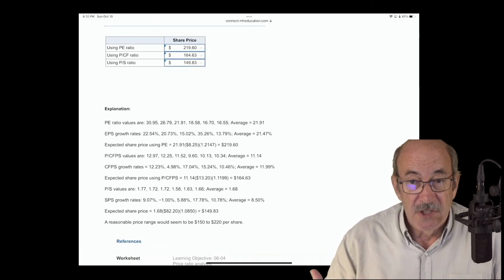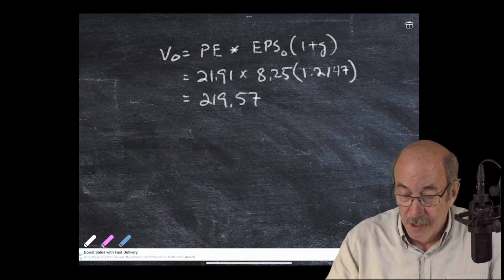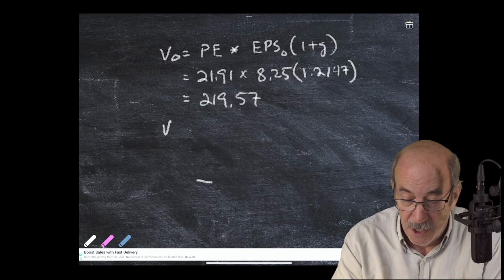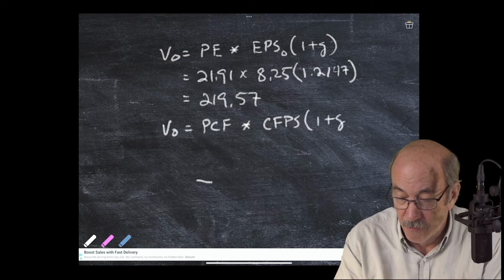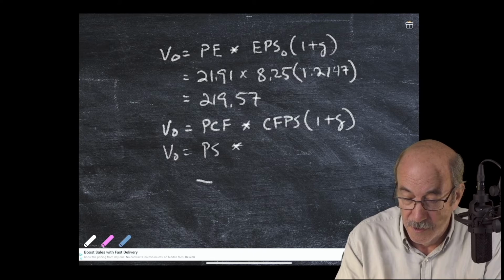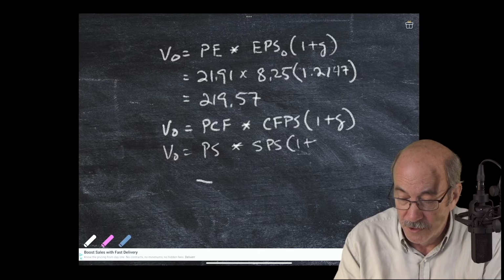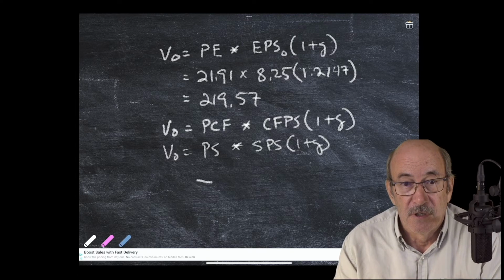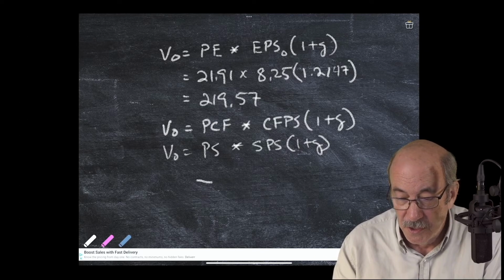Now, I would do the same exact thing if it was price to cash flow or if it were price to sales. And so here we've got price to cash flow times cash flow per share times 1 plus the growth rate of cash flows. And if it's price to sales, it's times sales per share times 1 plus the growth rate of sales. And so once you get to this point, it's really just repetition.